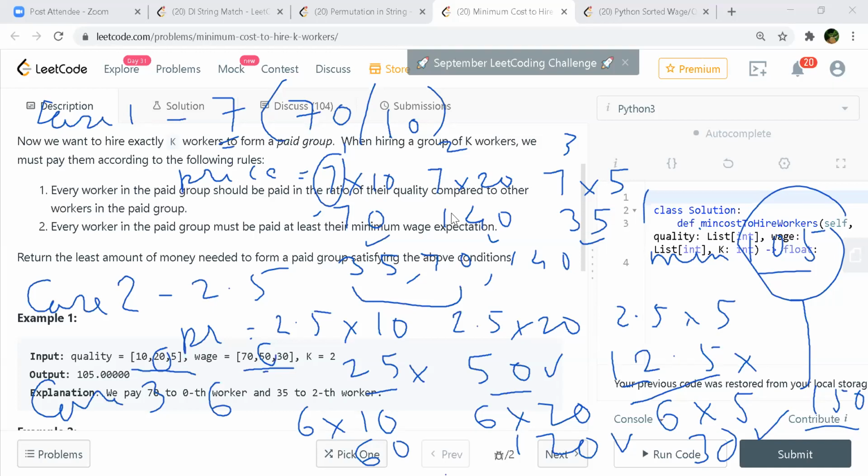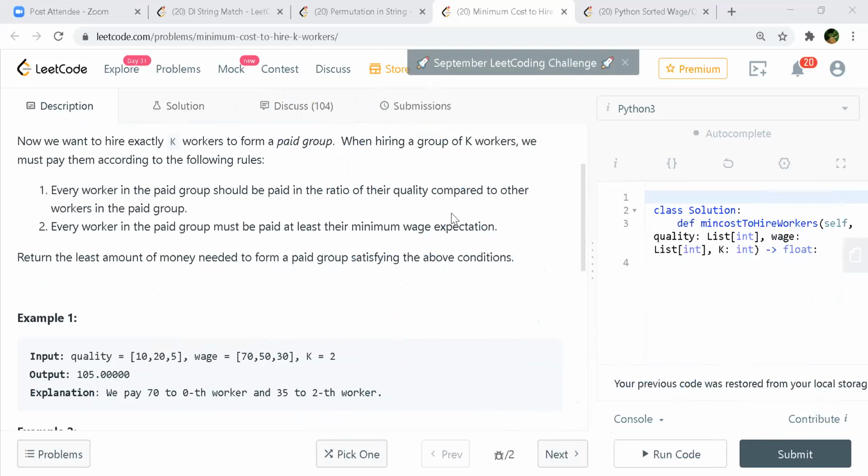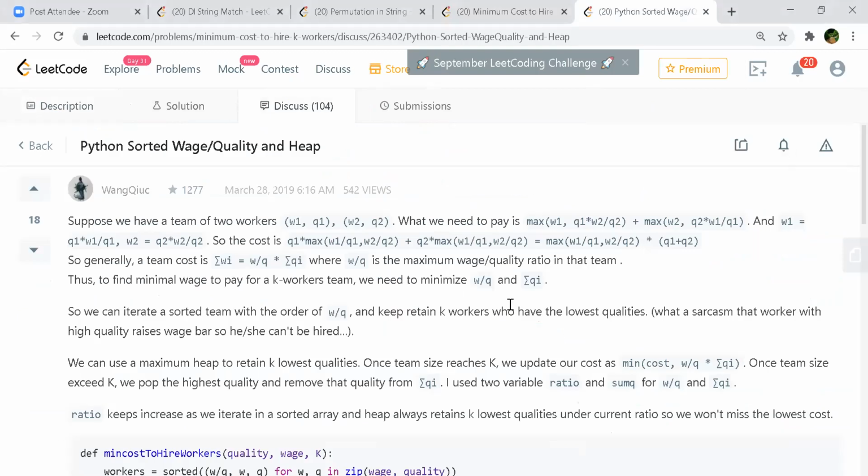Yeah, they're using heaps in the solution. On the cost which you have got, they might be using heaps to select the K. Now the question becomes like select the first two minimum numbers, right? I'm not sure. I was also going through some of the solutions.